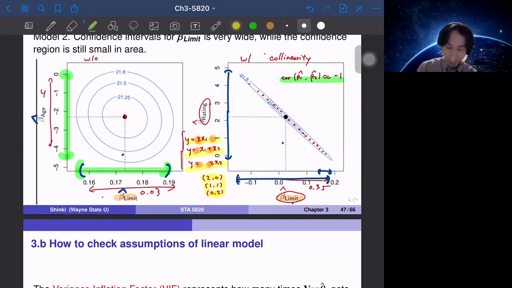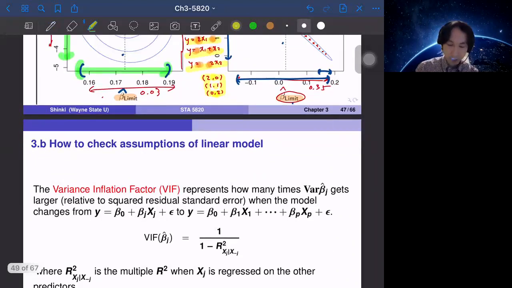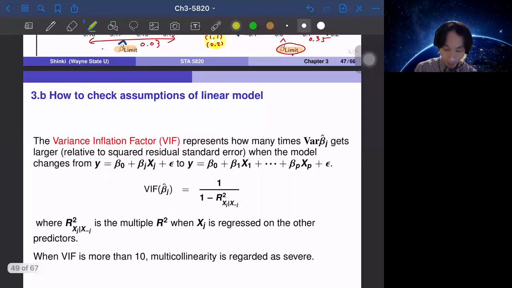So these parameters are hard to identify.